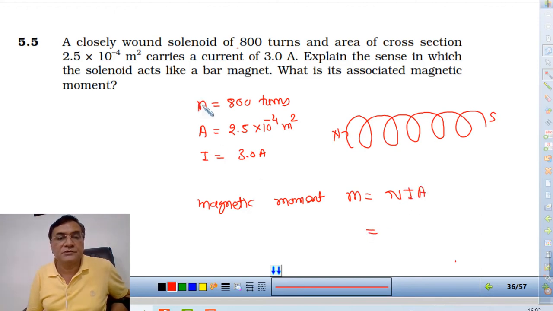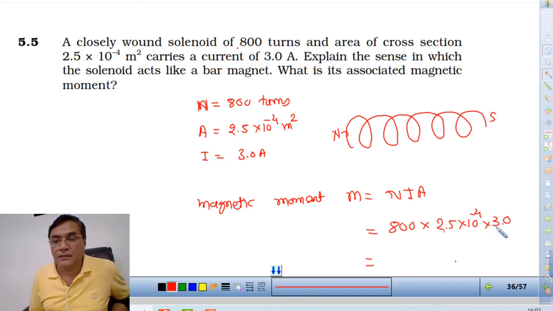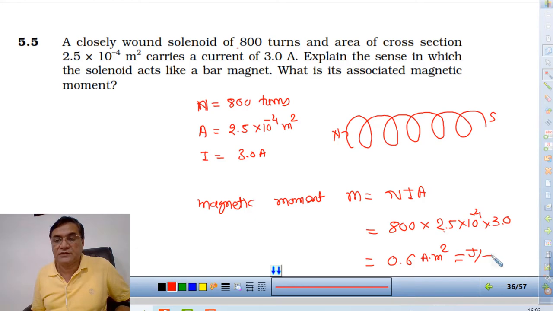N is the total number of turns, so 800 multiplied by 2.5 into 10 raised to minus 4 multiplied by 3.0. So 2.5 into 3 is 7.5, and 7.5 multiplied by 8 comes out to be 0.6, in ampere into meter square, or you can say joule per Tesla. This is north, this is south. The magnetic field lines come out of the north, enter the south, and again go toward the north. So magnetic field lines are in closed loops, you know. Electric field lines are not closed, but magnetic field lines are always closed.